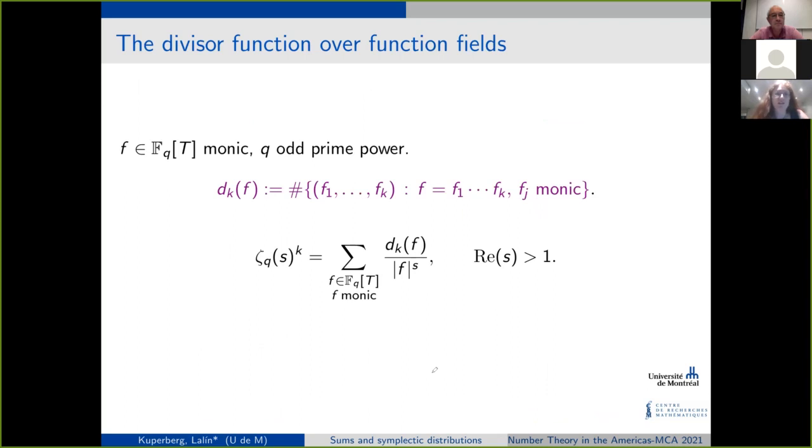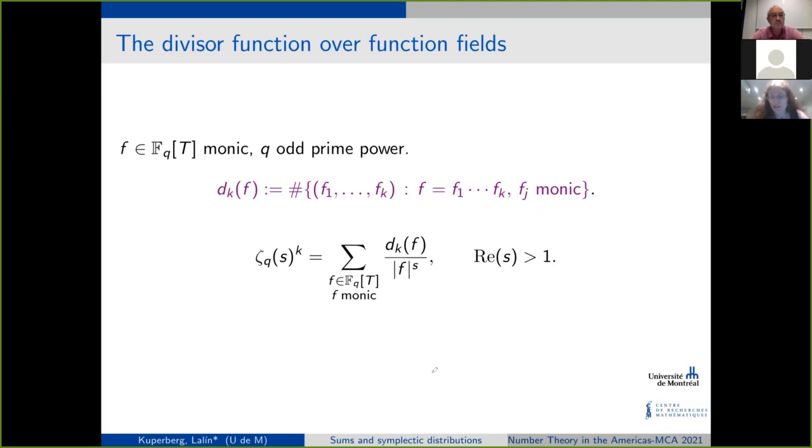Now, going back to the divisor function over function fields, the way we're going to define this is, again, for a monic polynomial f. We're going to be writing f as a product of k monic polynomials.